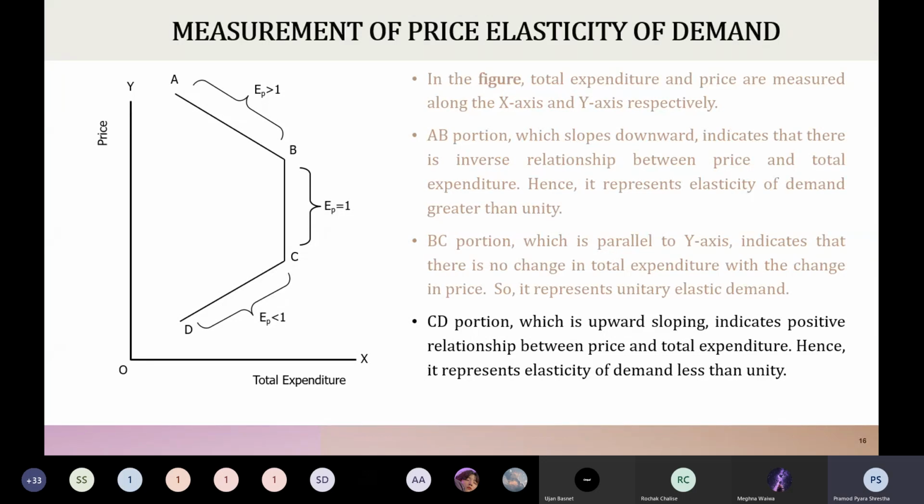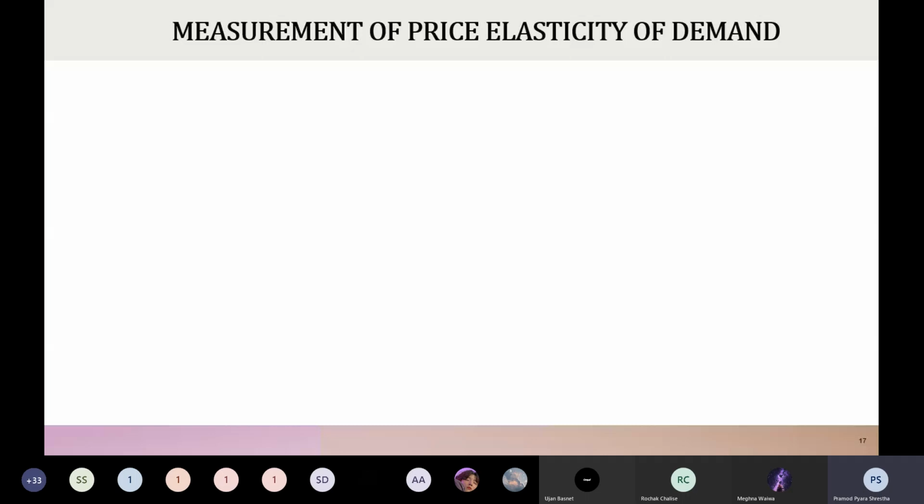Okay, then I'm moving towards another method, that is the point method, and this is a geometrical method of measuring price elasticity of demand. This method is used when there is a very small change in price and quantity demanded. So let's discuss this one.